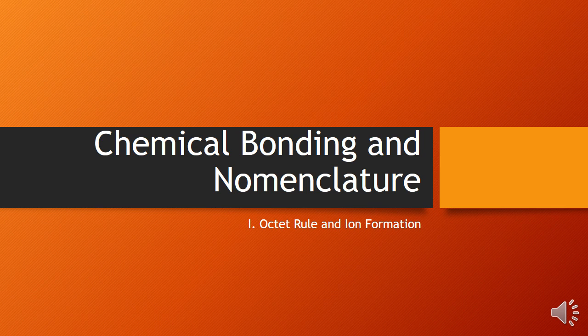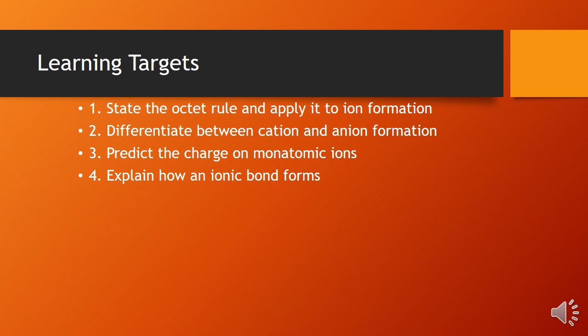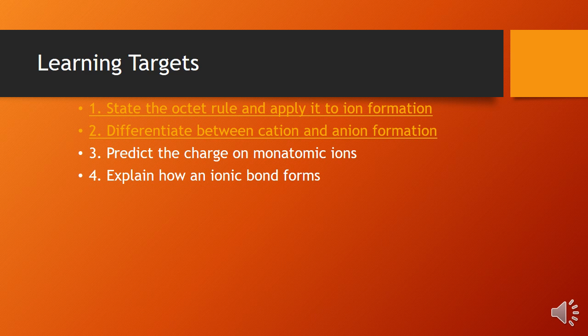The first lesson in the chemical bonding and nomenclature unit is on the octet rule and ion formation. In this video, we will have a few learning targets. We're going to do the first two here together. We want to be able to state the octet rule and apply it to ion formation, and also to differentiate between cation and anion formation.